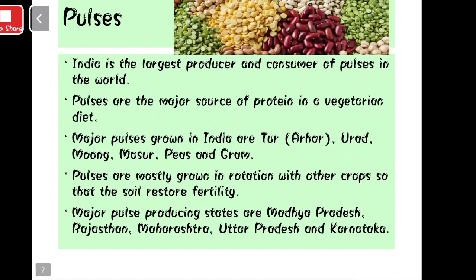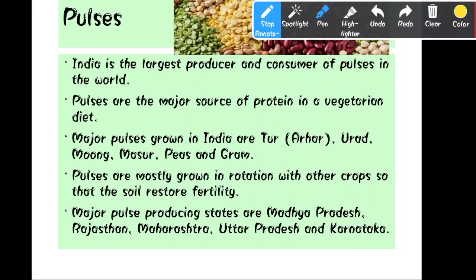Pulses are mostly grown in rotation with other crops so that the soil restores fertility. What does rotation mean here? If for 3 months or 6 months one crop is grown, after that another crop will be grown. Pulses are not sown continuously on the farming land. Some time is given on the same land for other crops also, to restore the fertility of the soil. Major pulses producing states are Madhya Pradesh, Rajasthan, Maharashtra, Uttar Pradesh, and Karnataka. There are many other states which produce pulses in small quantity.